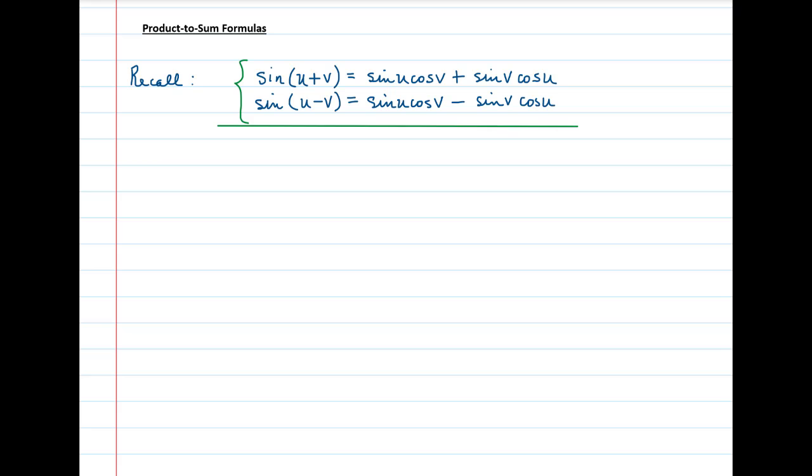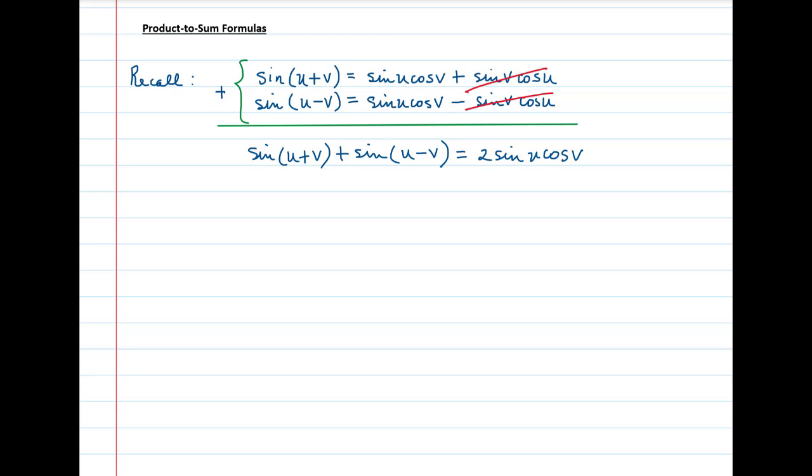All right, so if we take these two identities and we add them, we get the following result. Sine of u plus v plus sine of u minus v is equal to, notice those two terms are the same: sine u cosine v, but one is positive, the other is negative, so they cancel each other out. So we end up with just 2 sine u cosine v. Now notice on the right side, I have a product. On the left side, I have a sum.